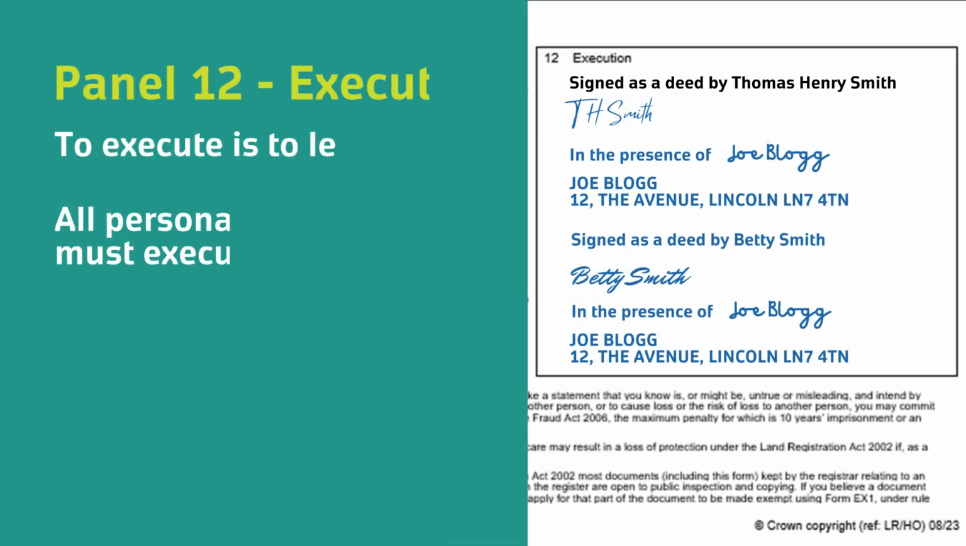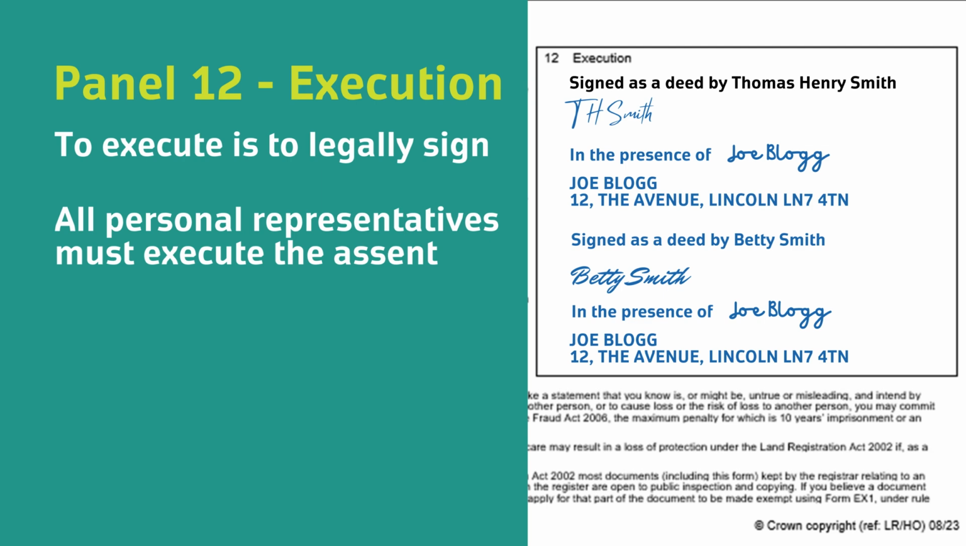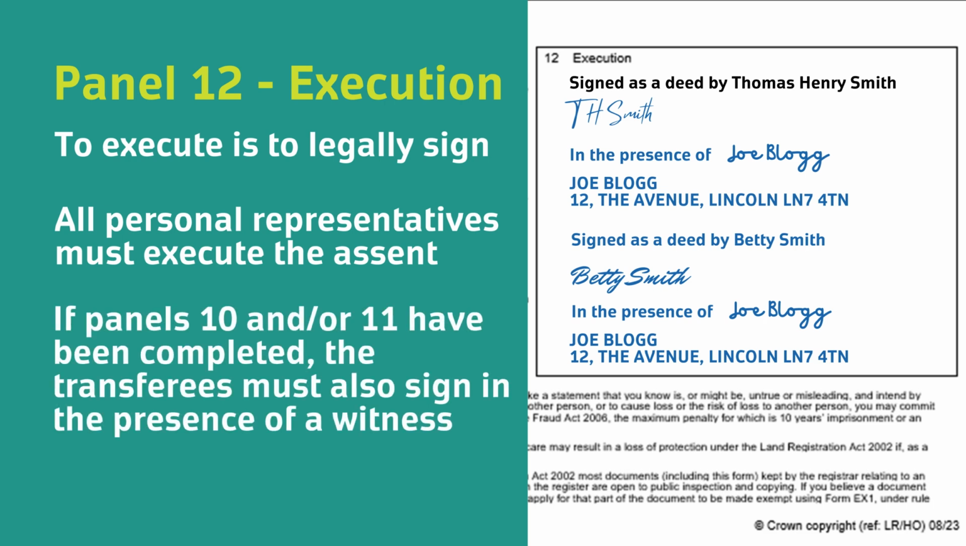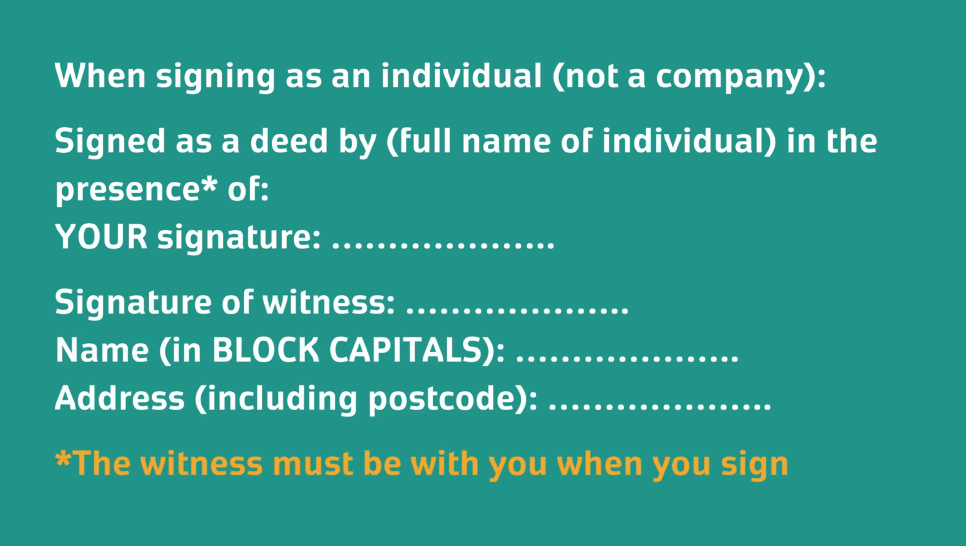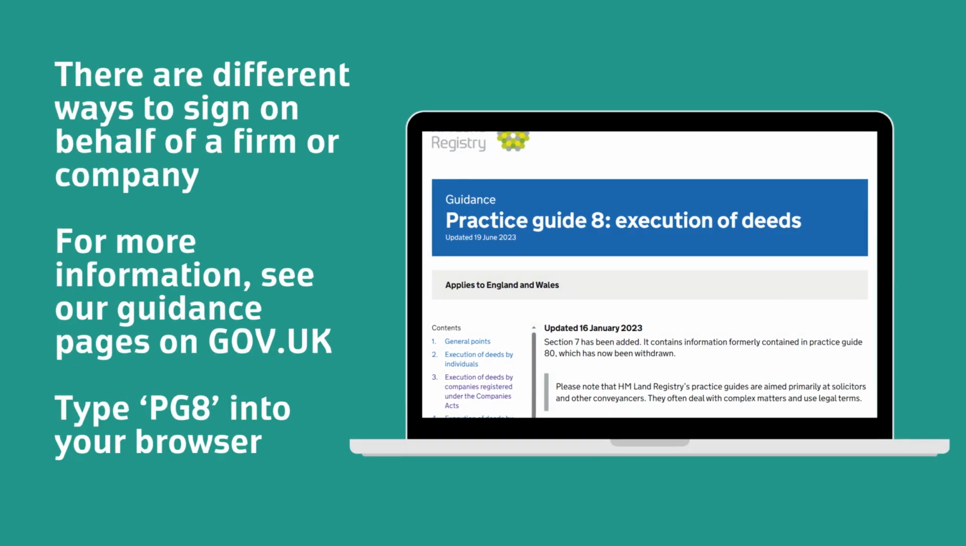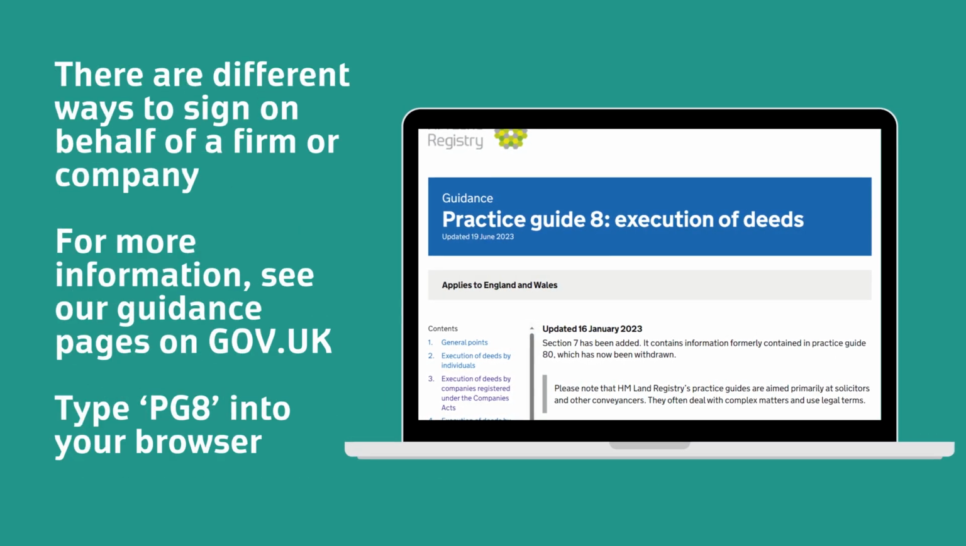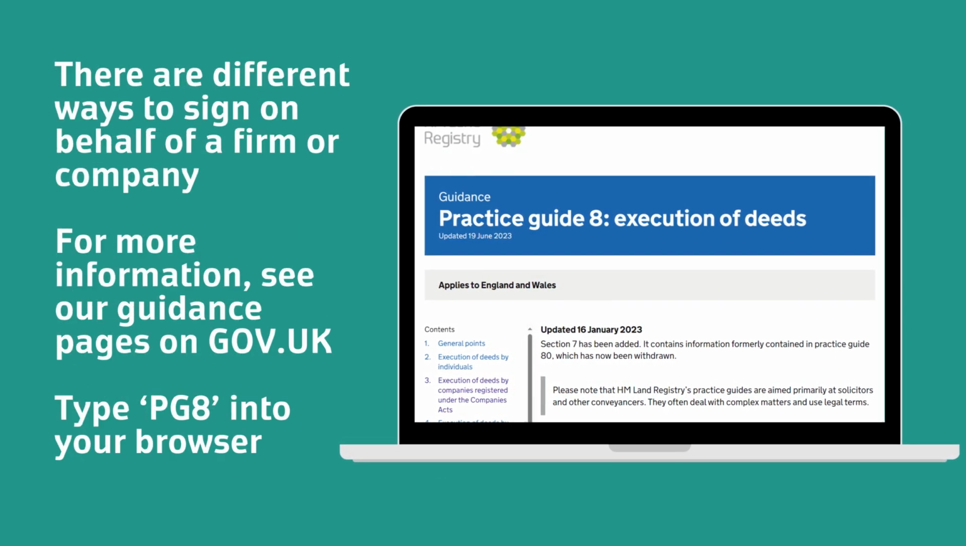Panel 12. Execution. All of the personal representatives must execute, which means legally sign, the assent. If panels 10 and/or 11 have been completed, the transferees must also sign in the presence of a witness. Our example shows the correct way for individuals to execute a deed. If you're signing on behalf of a company, there are different ways to execute the deed. For more information, see our guidance pages on gov.uk. Simply type PG8 into your browser.